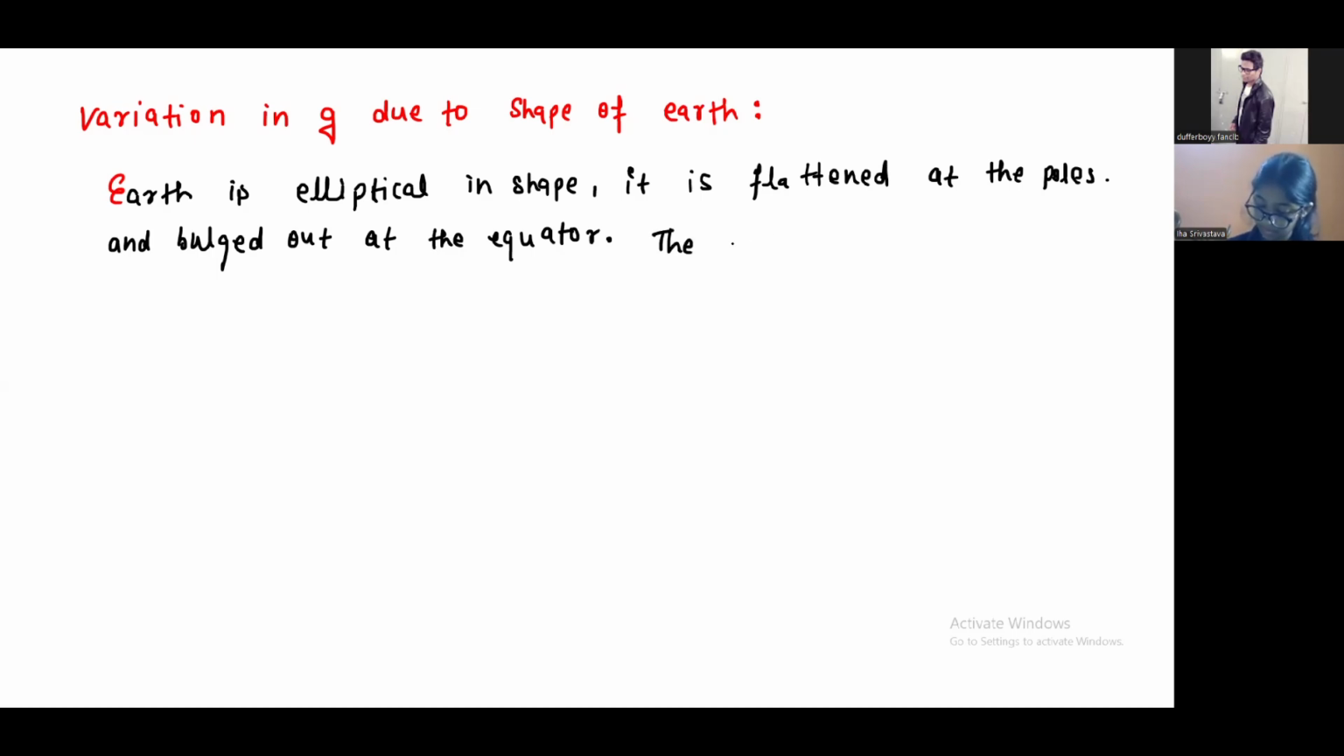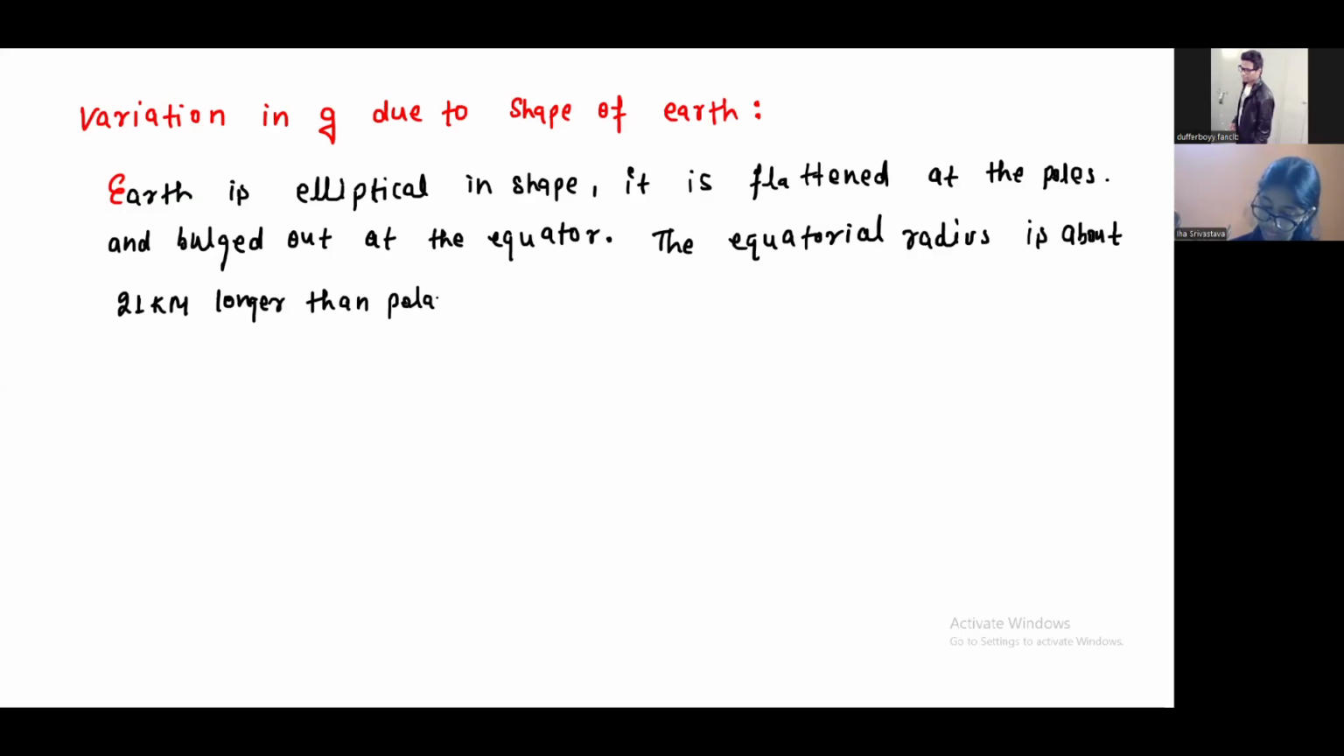Next point, the equatorial radius is about 21 kilometer longer than the polar radius. Okay. Polar radius.